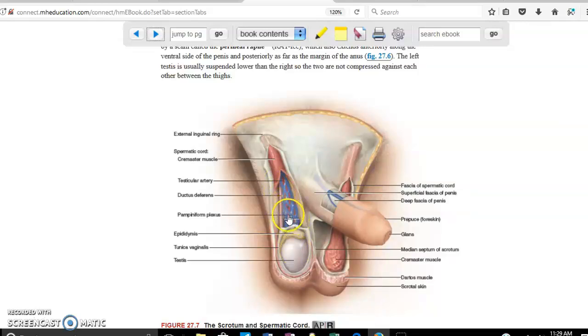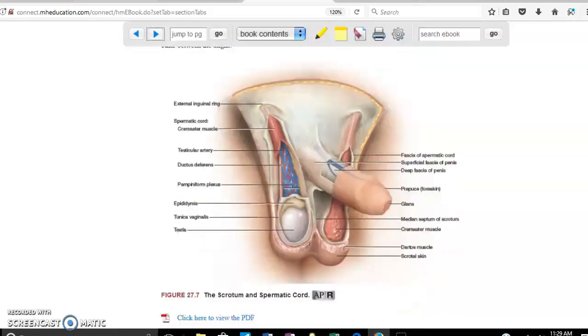The blood is hot because it comes from the body, and that would be too hot for the cells in the testicles. So therefore these veins right here that are going to form the pampiniform plexus, they're going to remove this heat and they're going to bring it back into the body. So let's keep scrolling down.